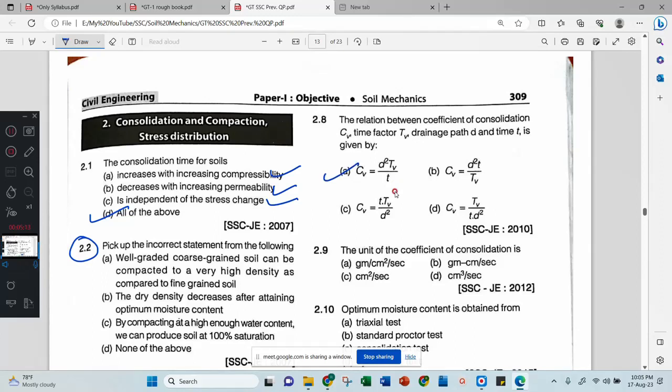Then the unit of coefficient of consolidation. Can you derive the unit of the coefficient of consolidation? Use this equation only and get the unit. But TV has no unit. Then this is meter square per second. Is there any answer? Centimeter square per second is the correct answer.